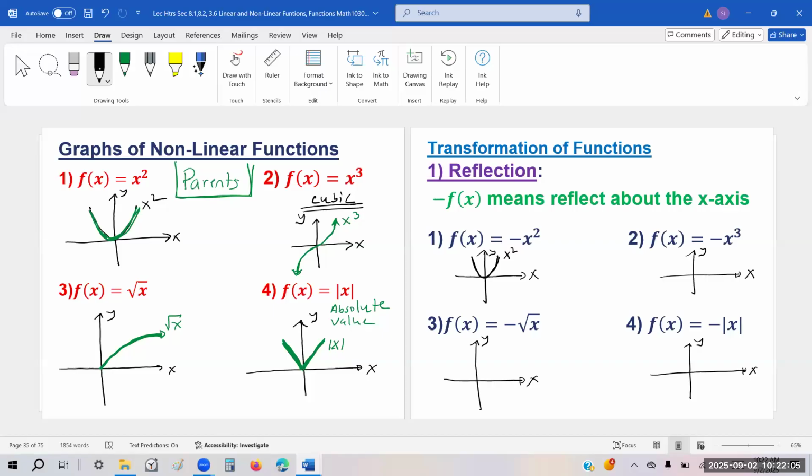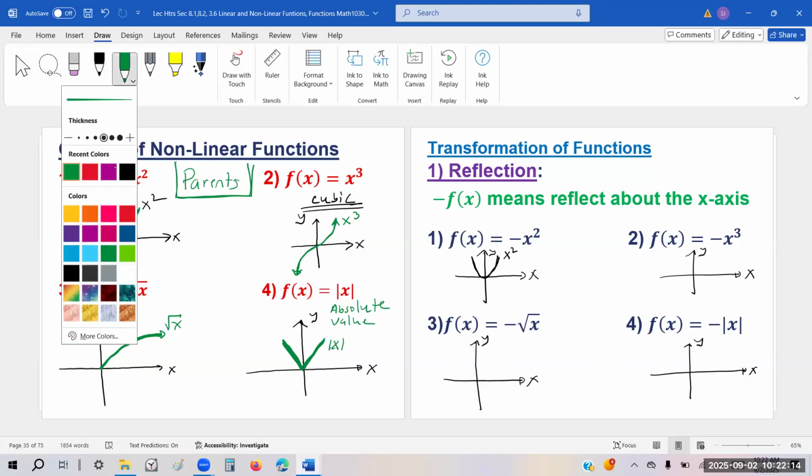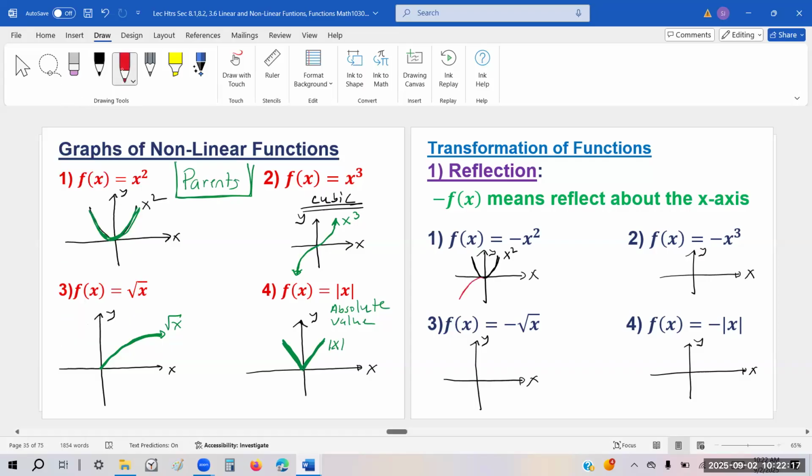Now this original x squared, the upward parabola, we are reflecting about the x-axis, it becomes what? Upside down. Let me change them to red. So this is the reflection, negative x squared. So look at the original one, all you have to do is reflect, it becomes negative. The cubic function is a little bit tricky. The original cubic has this shape.